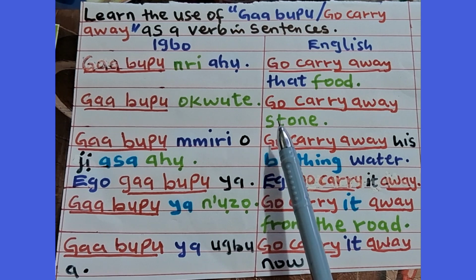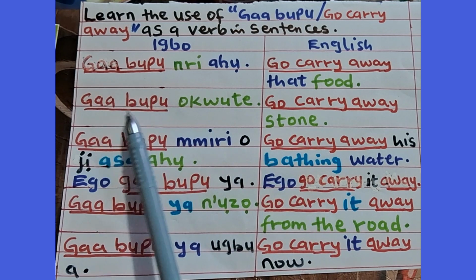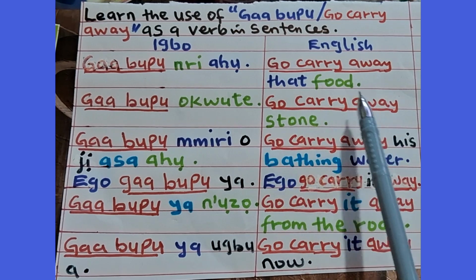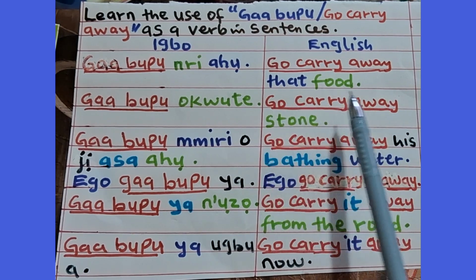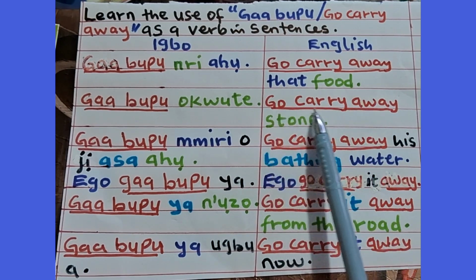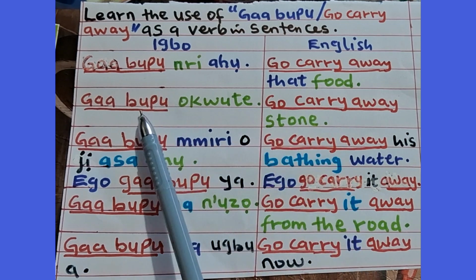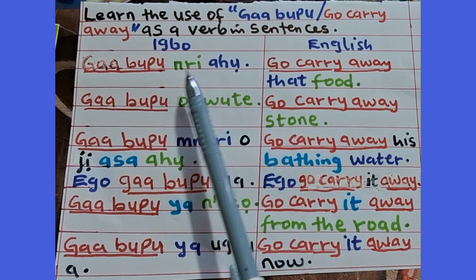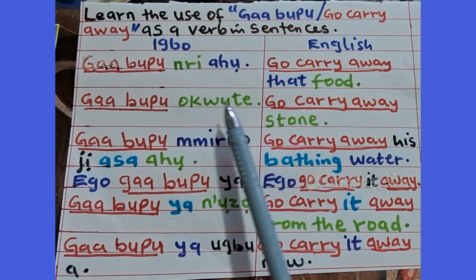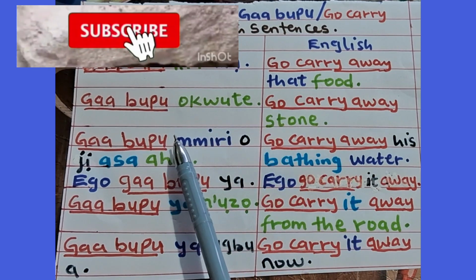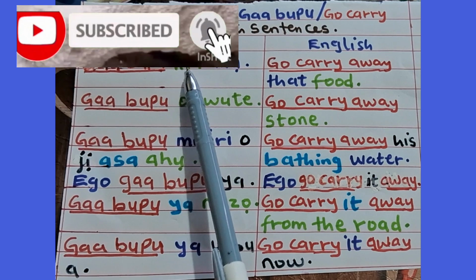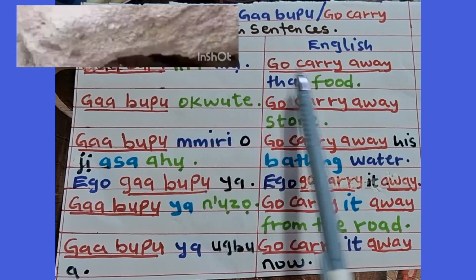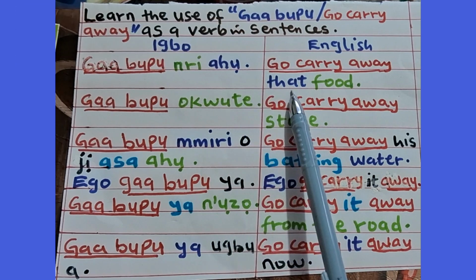Remember, like I said earlier, that gaa bupu ya means go carry away. It is a verb. We use it to give command. We underlined it both in English and Igbo. We also use the same color marker to identify same words both in Igbo and in English. As you can see, gaa bupu means go carry away. Nri means food. Ahụ means that.